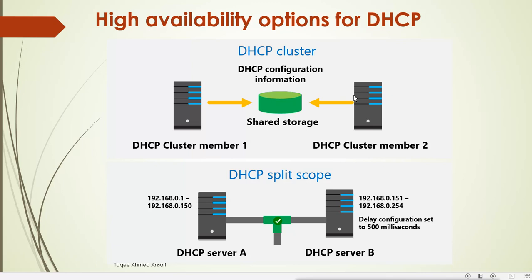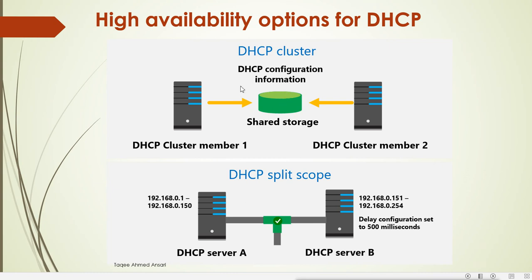So if we have a single scope, we should not add that single scope on multiple DHCP servers. If we are configuring DHCP server on clusters, we can configure the DHCP cluster on a failover cluster, and if one server goes down, automatically the other server will be available. That is a failover cluster.